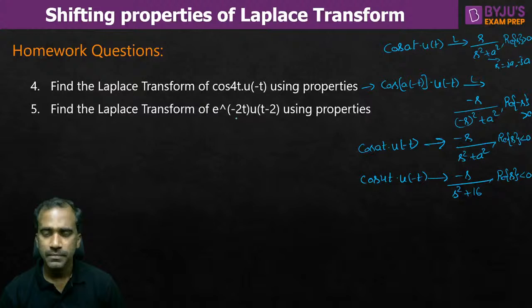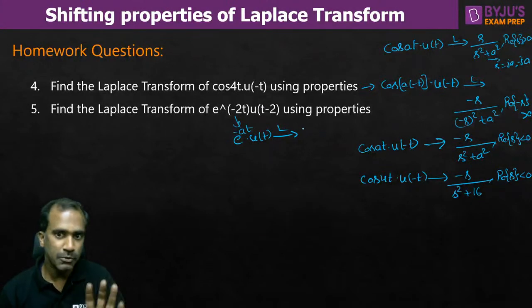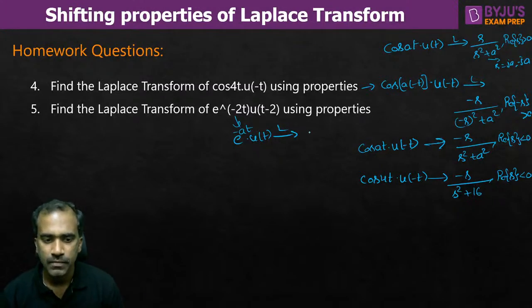Let's do the next one. To do this one, let's write a function which we know already. E power minus at into u of t is the function whose Laplace transform we remember. Any Laplace transform that you remember which is close to this, you just write it first. That is the procedure that you should follow. Otherwise, there is a chance of making silly mistakes.